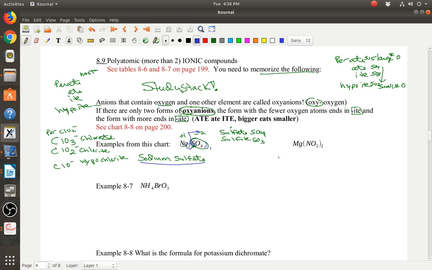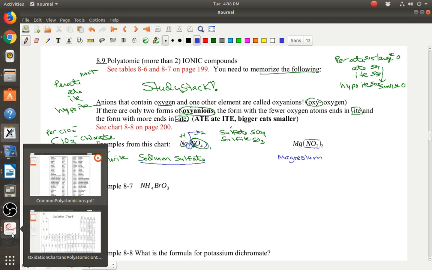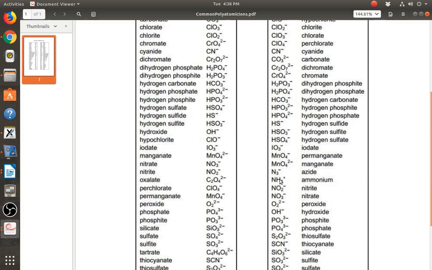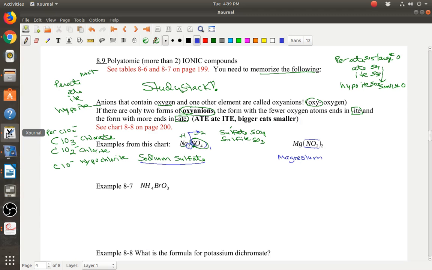Look, this is magnesium. And then we have NO2. NO2 is one of the ones you have to memorize. And let's also look at the chart. Here it is. For NO2, notice that this side is alphabetical by the formula. So NO2 is nitrite. NO3 has more oxygens, it's nitrate. Okay? So nitrite is NO2, nitrate is NO3. So it's whichever one has the most. So this is nitrite.